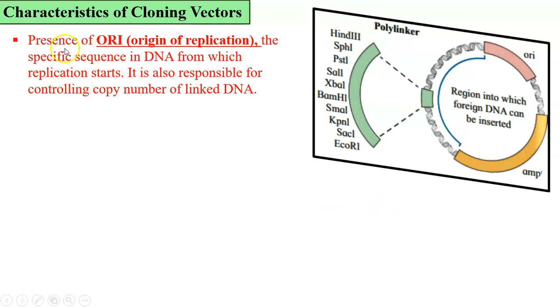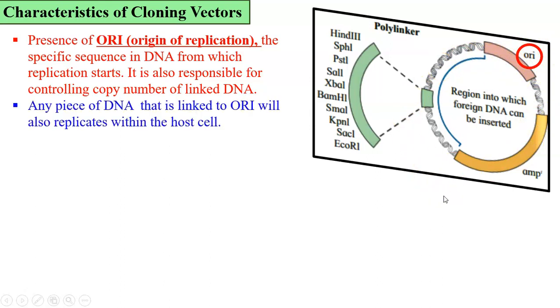There must be the origin of replication. This is the short sequence of nucleotides where replication starts. It is also responsible for controlling the number of copies produced of the linked DNA, the DNA which is linked to the ORI. How many copies will be produced is decided by ORI. Here in this picture, we can see the origin of replication in this vector. Then any piece of DNA which is attached to this ORI will get replicated in the host cell.